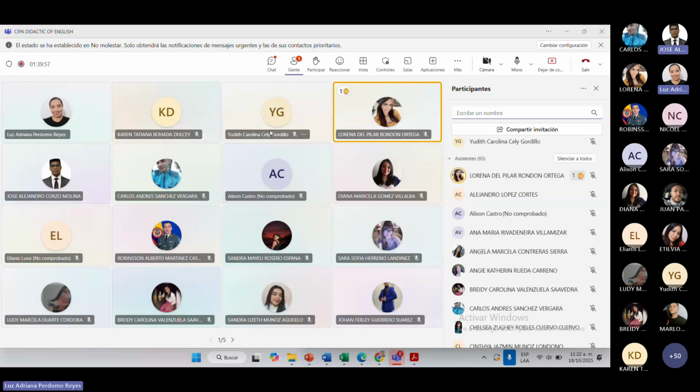Okay, well, my name is Jose Alejandro Corso. I live in Valledupar, Cesar. And why I want to become a teacher? Actually, I want to become a writer, but I figured out when I was in school that I was very good at English, not only English, other languages, for example French, and I want to learn more about them.